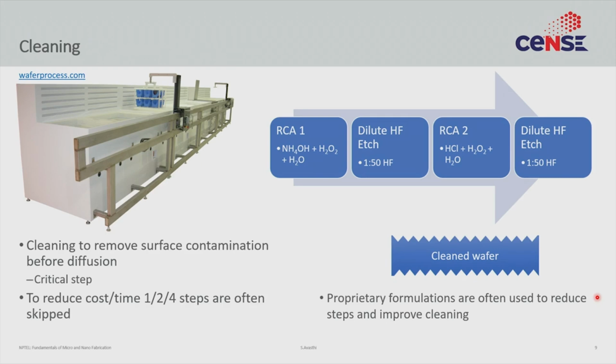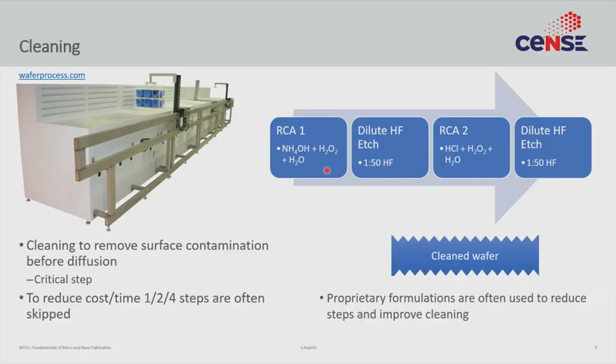So once you have done that, then you want to do some cleaning after texturing. You want to remove the potassium contamination, but you also want to remove metallic contamination. You want to remove organic contamination. So how do we do that? In the typical system, we would do an RCA clean, right? So we would start with RCA1, we would have dilute HF, you have an RCA2, you would again have dilute HF.